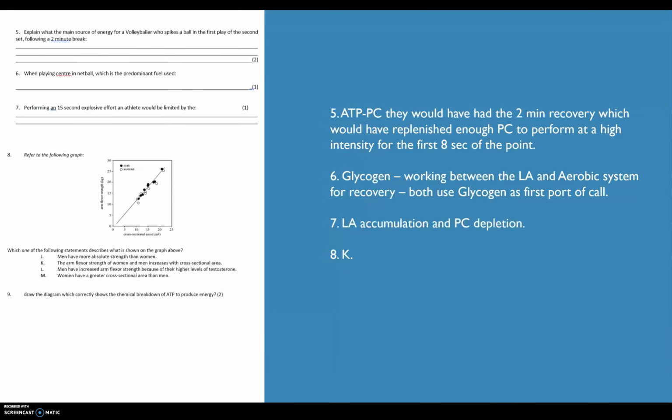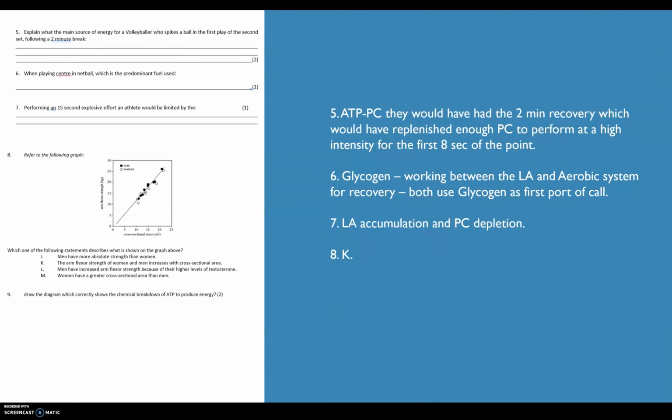Next question 5, explain the main source of energy for a volleyballer who spikes the ball the first play of the second set followed by a 2-minute break. So if we're looking at that 2-minute break, mentioning that 2-minute break, we would have had enough recovery time to replenish 2/3 of our PC system or PC stores. So we're looking at that first play that would have to be less than 8 seconds in total to perform that play. So it has to be the PC system. To get the 2 marks, you would have had to mention something like that. Again, pulling something from the question as well.